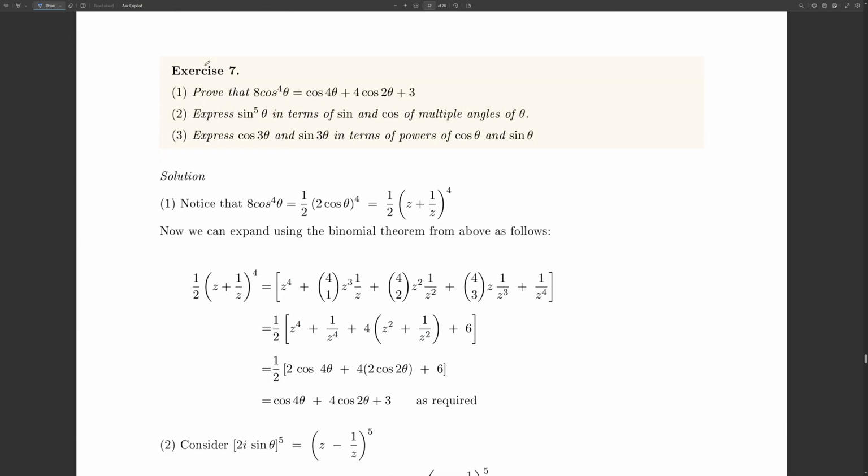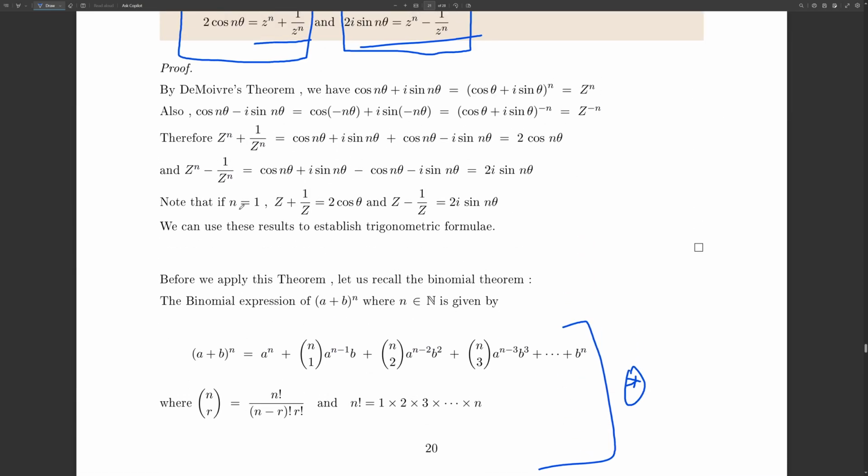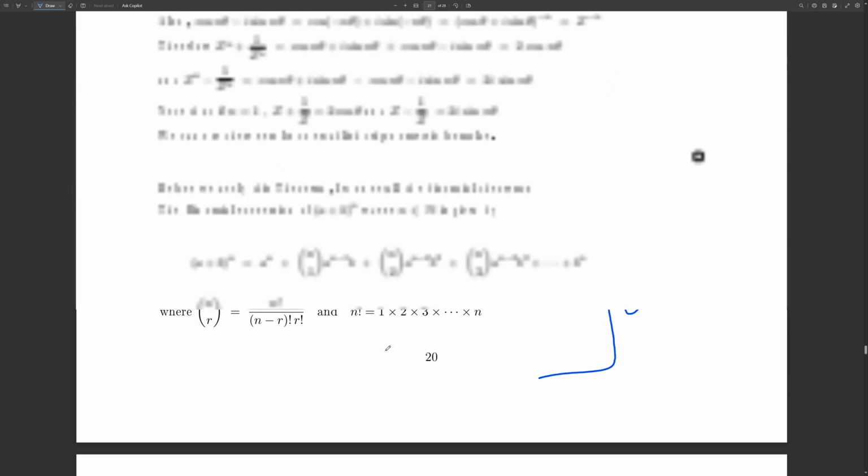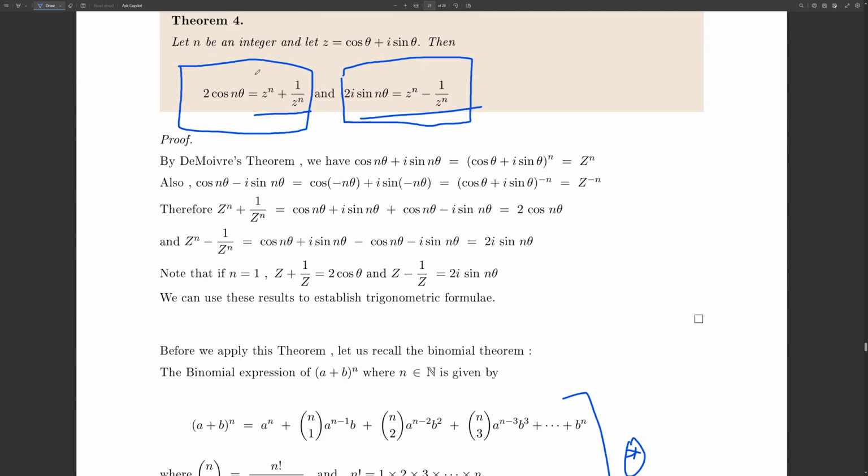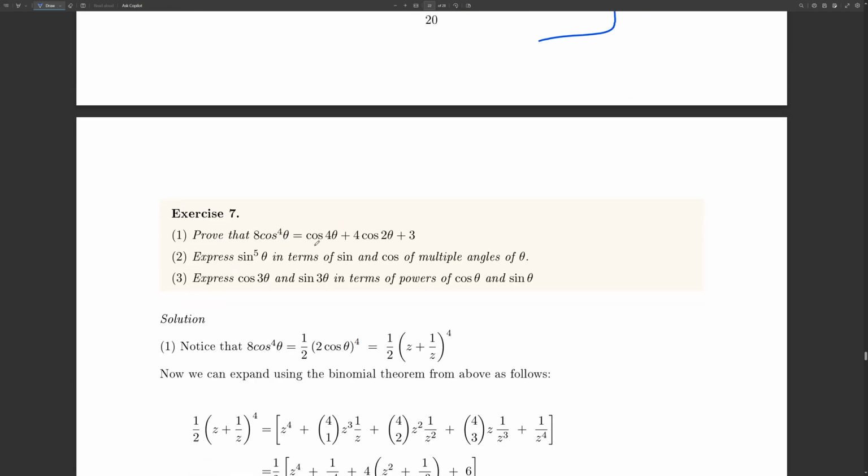So let's look at this exercise here, right? I already did the solution here. It says to prove that this, 8 cos to the power of 4 theta, is equal to all of this. So I have to use the binomial theorem here, somehow break it down, and identify when I get to this form, so I can just substitute either 2 cos n theta or 2i sine n theta to be able to get this result here, right?